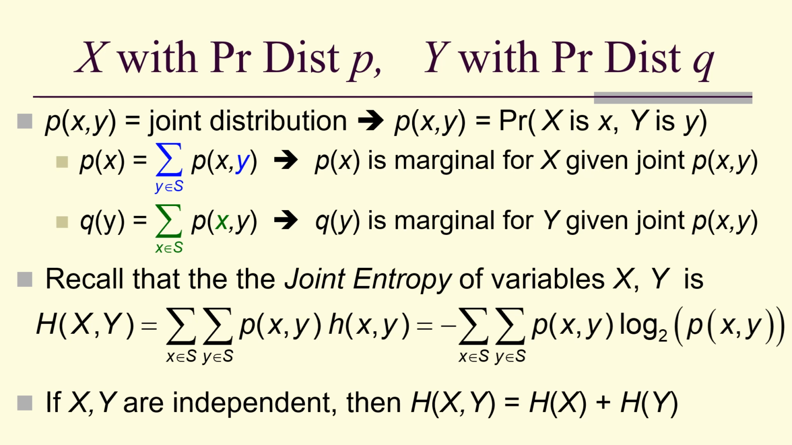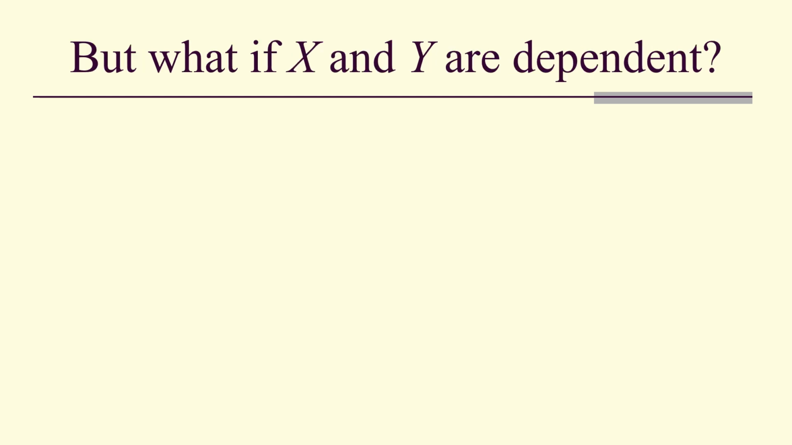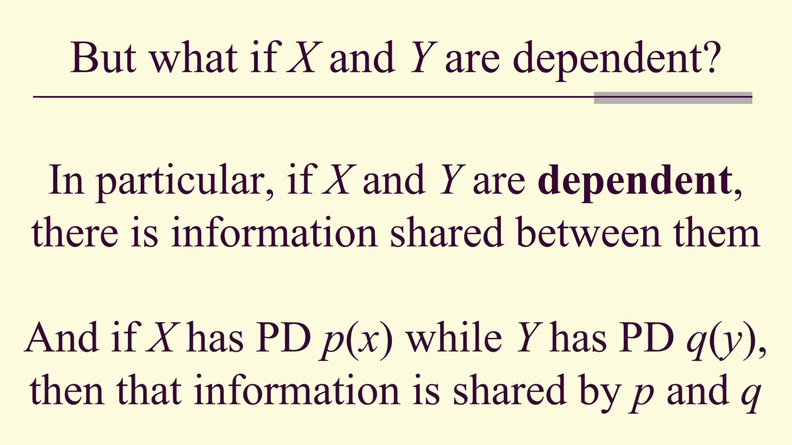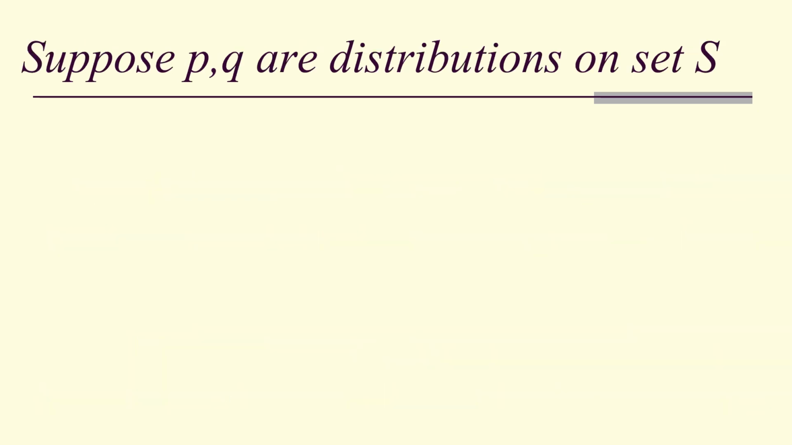And if x and y are independent, then we show that the joint entropy is the sum of the individual entropies. But what if x and y are dependent? In particular, if x and y are dependent, there is information that's shared between them. And if x has probability distribution P and y has probability distribution Q, there's information shared between P and Q. So suppose P and Q are distributions on set S.